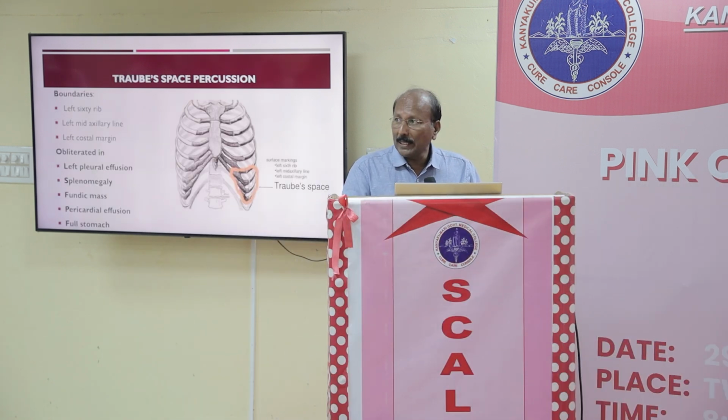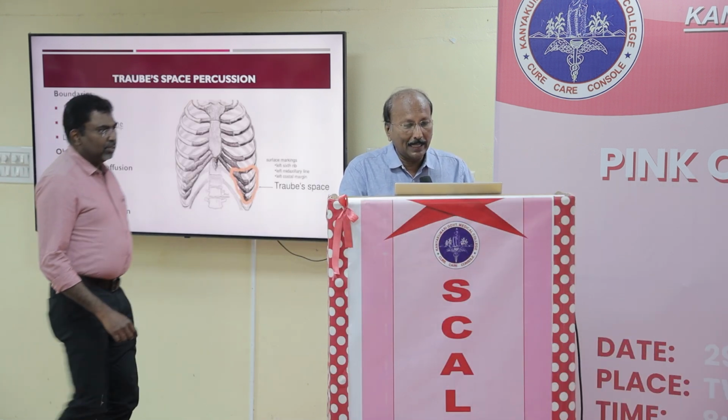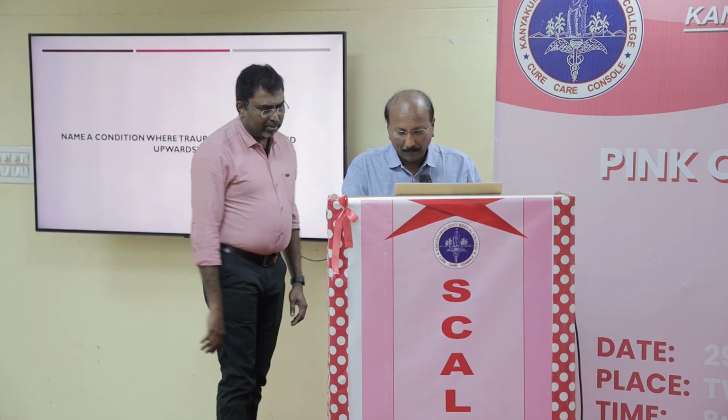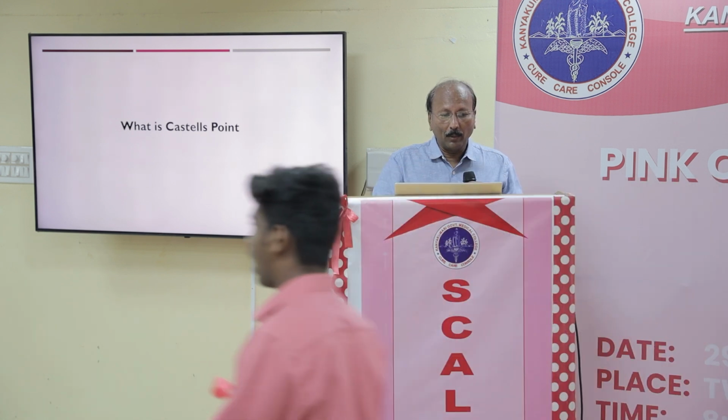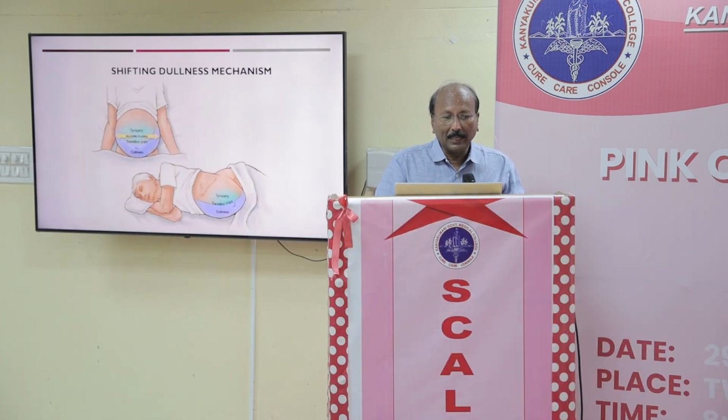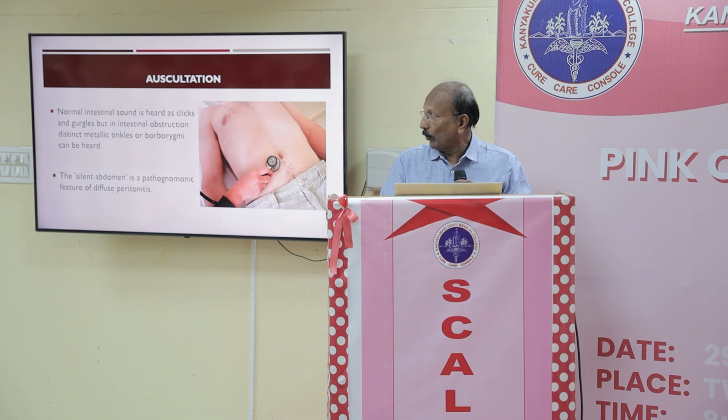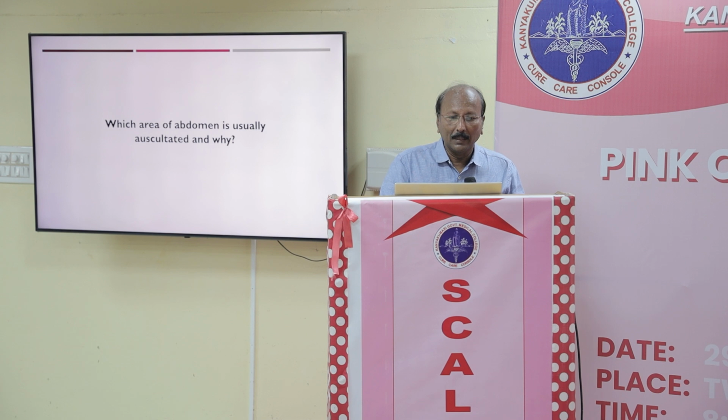Right, this is the tympanic space. You all know about that. I am not going into the details of it. So the Nixon method of palpation. What is Castell's point? Shifting dullness. Then auscultation: you look for the bowel sounds, right? And the circumumbilical region, you will have to look for the umbilicus. And the silent abdomen in surgery is very dangerous. It means it is a generalized peritonitis. Silent abdomen.